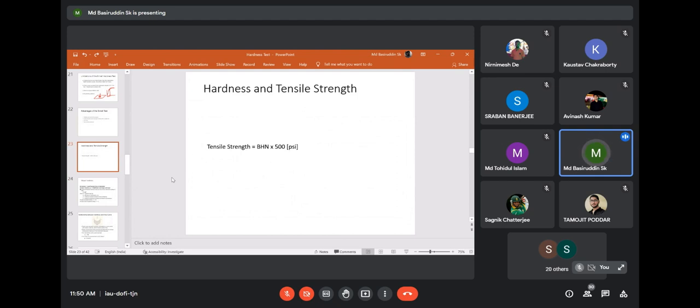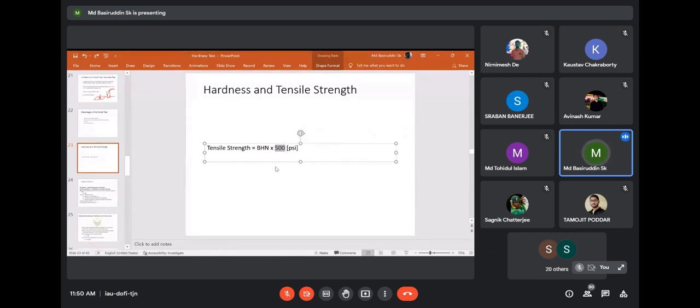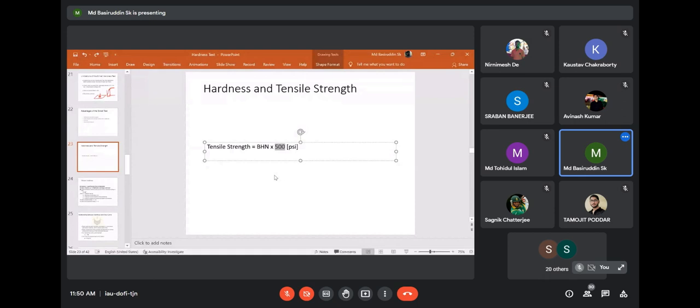Here, a few people have studied and tried to match the tensile strength with BHN, and they found that the multiplying factor is 500, but it does not follow for all cases. Some materials follow a different relationship, like a multiplying factor of 400 instead of 500, or in certain cases you will find 300 instead of 500. That will depend on how much investigation is going on and how you are investigating.